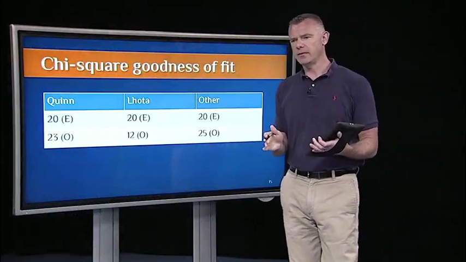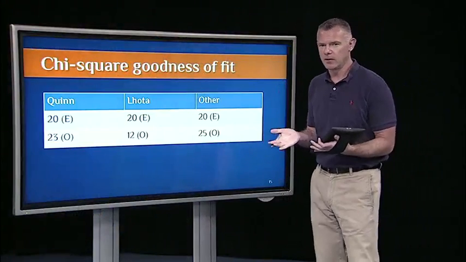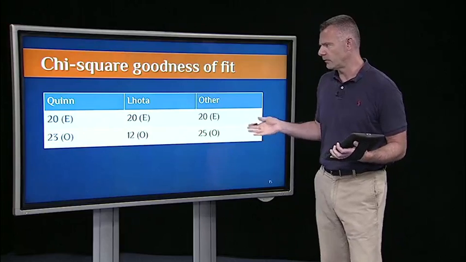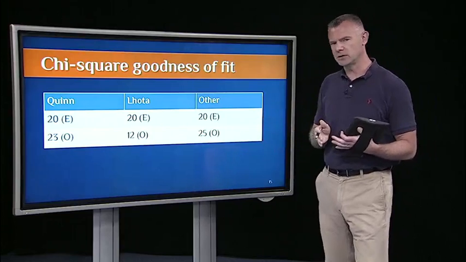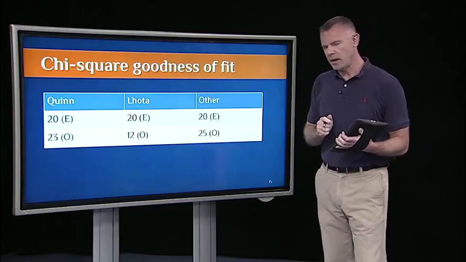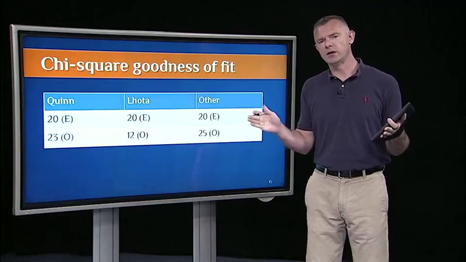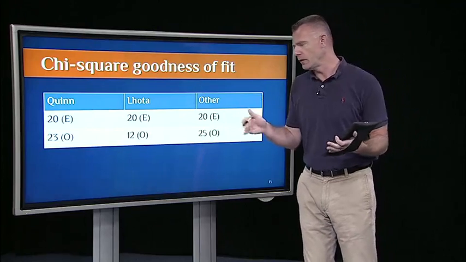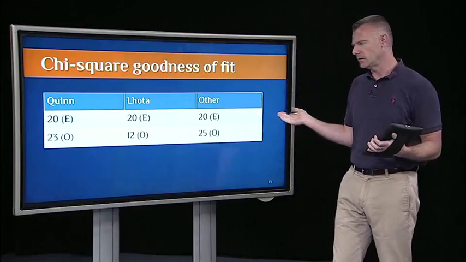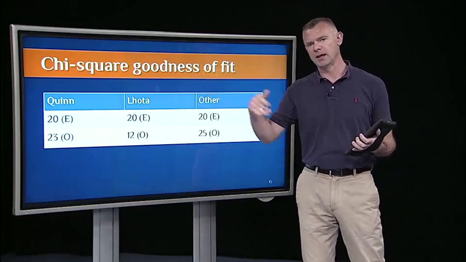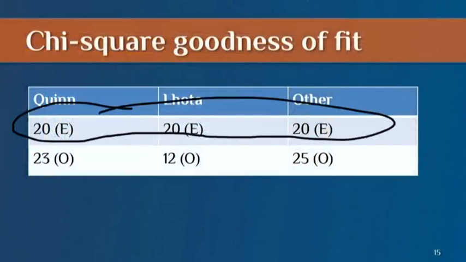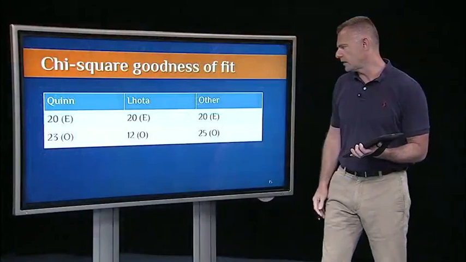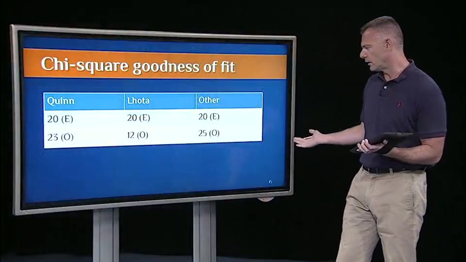So let's now do the math for this example. That's why I made the number of people that I was sampling very small. I only sampled 60 people just to make the math real simple. Under the null hypothesis, we expect no effect of candidate. So the expected frequencies in this example should be 20, 20, 20, because I had 60 people and 3 categories. Those are the expected, this first row. But what we observed is down on the second row: we observed 23, 12, and 25.